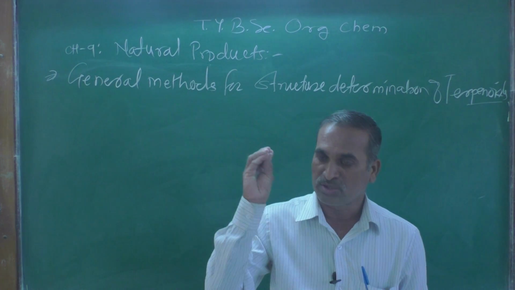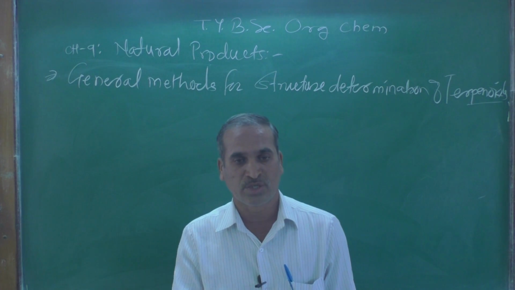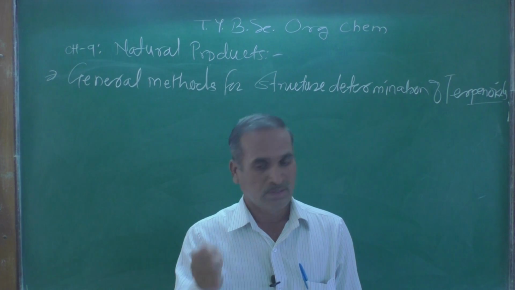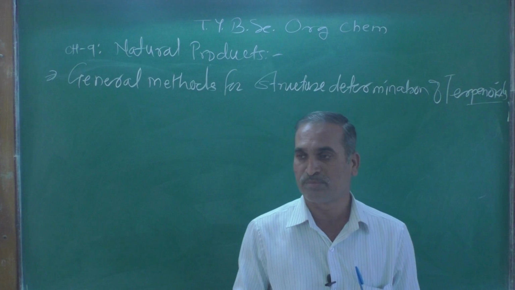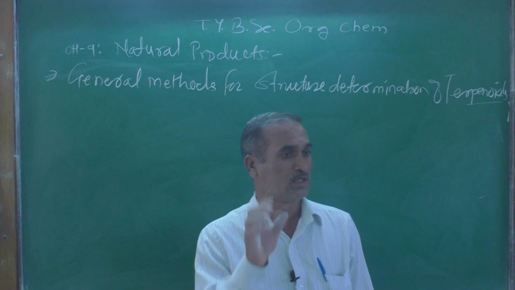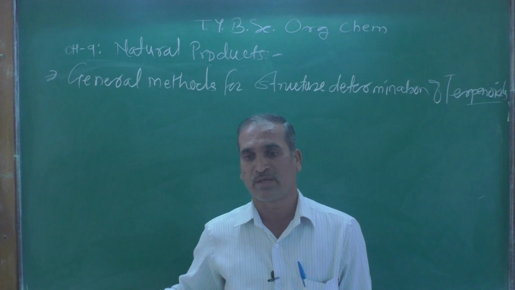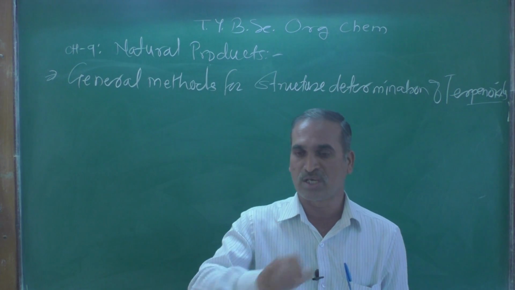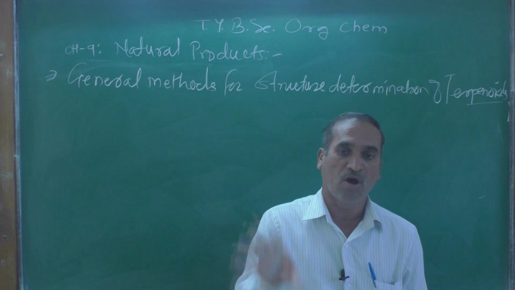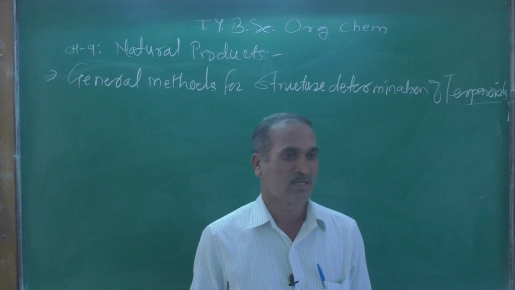There are certain methods, certain tests, by doing which you can arrive at the structure of that organic compound, here generally a natural product. And once you know the structure, you can predict its physical properties as well as chemical properties. This is one way of collecting information about their properties.